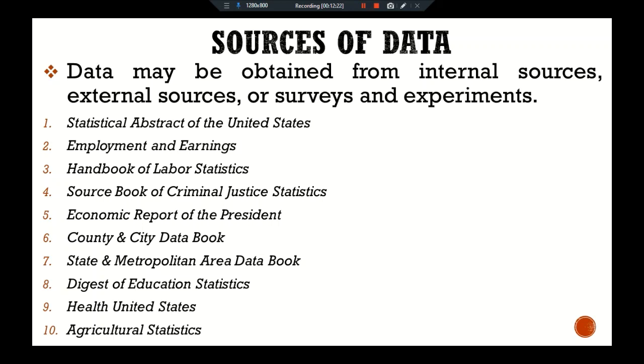And if we want data for some other country, there may be a chance that the Statistical Abstract of the United States provides some other country data related to a particular variable. But data sources like the World Bank and IMF are international data sources that provide information on a country basis, on a region basis, or on a continent basis as well.